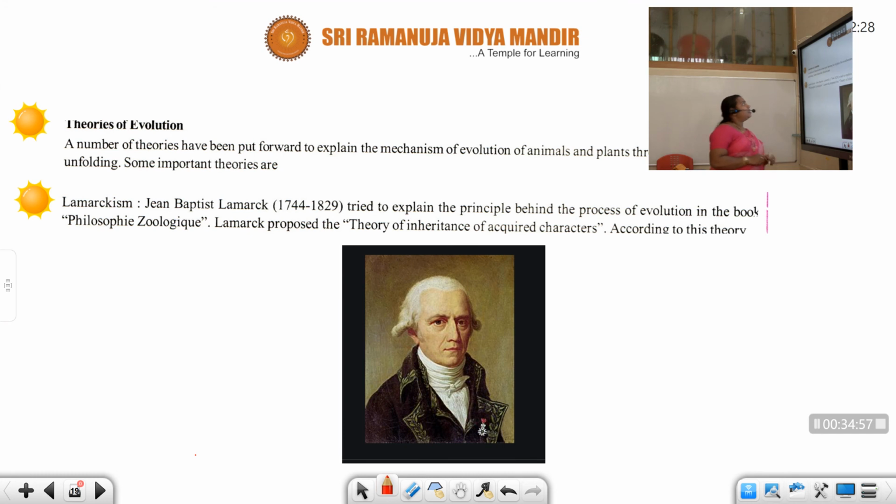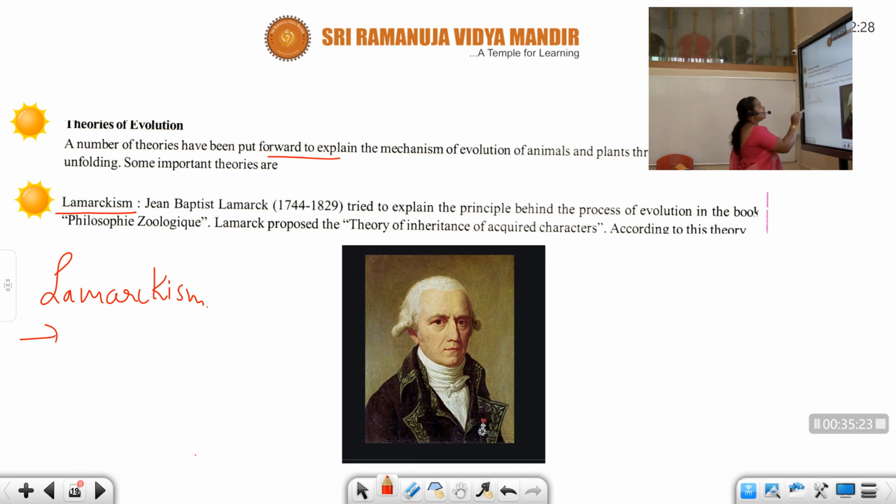Next, some theories were given in evolution. A number of theories have been put forward to explain the mechanism of evolution of animals and plants. Some important theories are, first, let us talk about Lamarckism. What is that? Lamarckism.